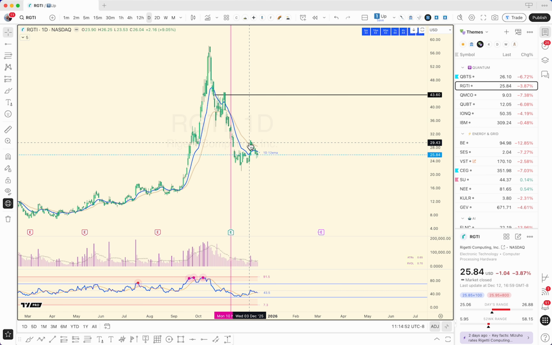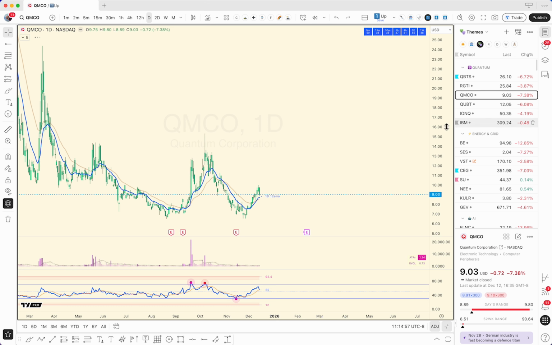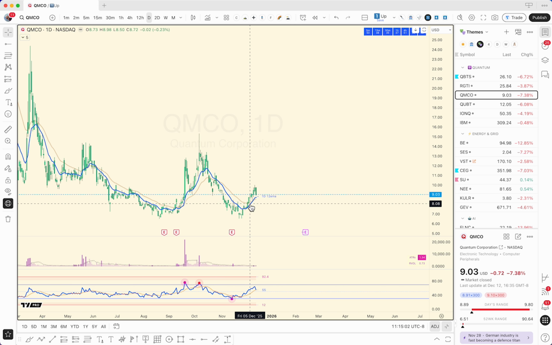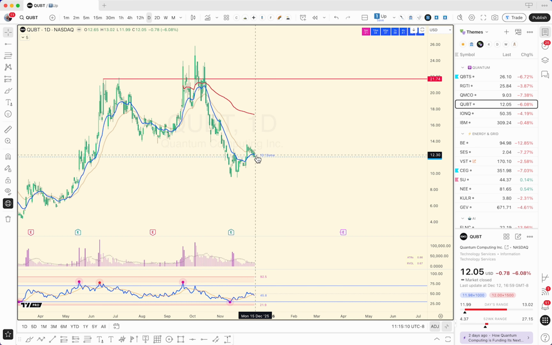RGTI not as strong. It retraced most of the move from that daily higher low, looking quite weak. QMCO, this one actually doesn't look too bad, but it's just holding the daily EMA 12 and had a nice solid red candle here on Friday. QUBT not looking strong at all. This is clearly a downtrend. Low, lower high, lower low, lower high, lower low, and then we got a bit of a higher high, and it's trying to turn, but I look at this overall as a bear.